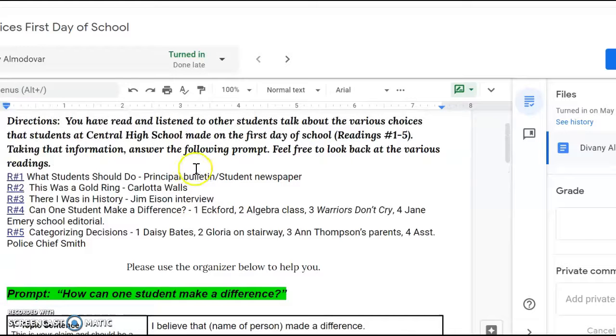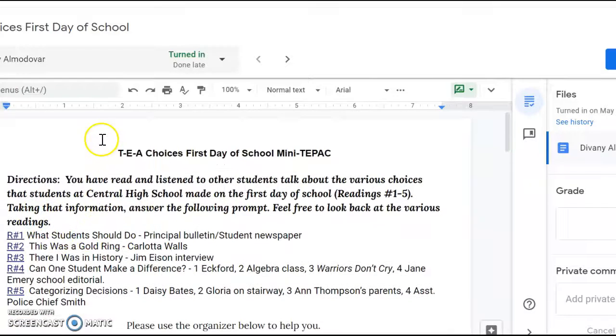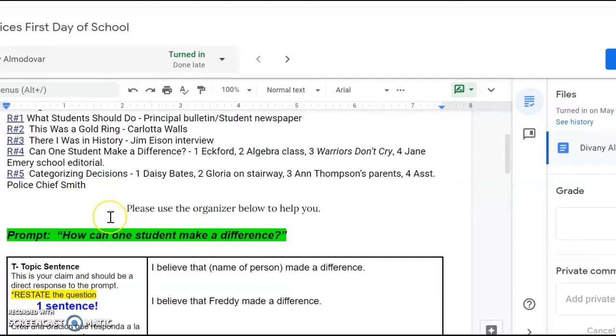There were 5 readings in this unit, and those readings are all linked on the left. So basically, if you read the directions, it says you have read and listened to other students talk about the various choices that students at Central High made on the first day of school. Taking that information, answer the following prompt. Feel free to look back at the various readings. You probably really need to do that. Let's look at the prompt first.